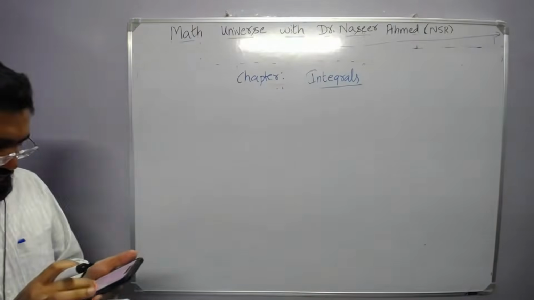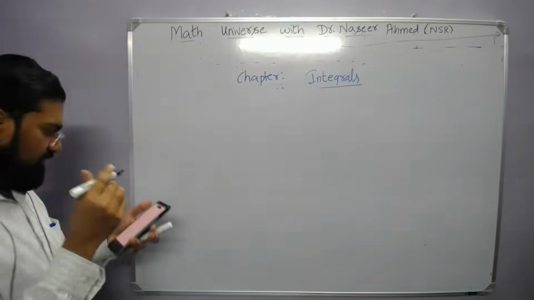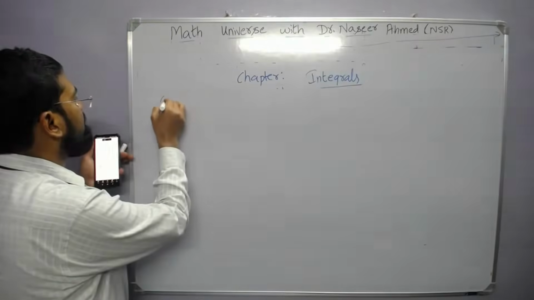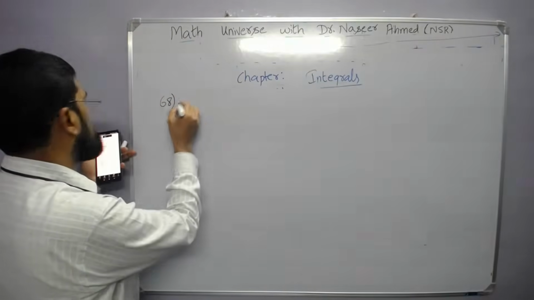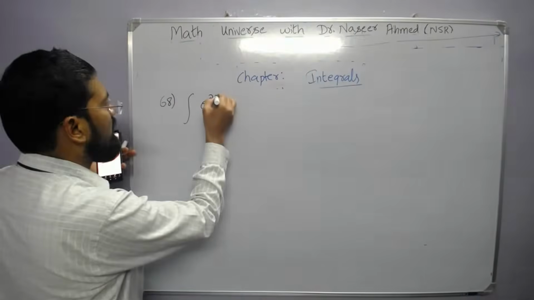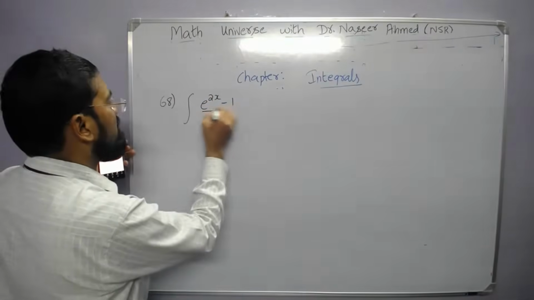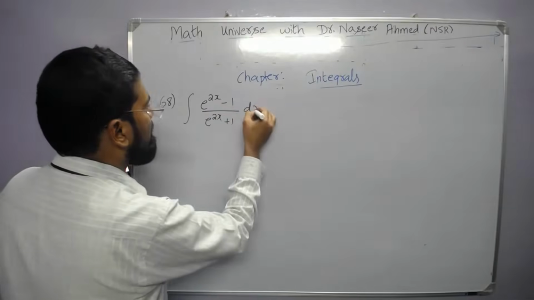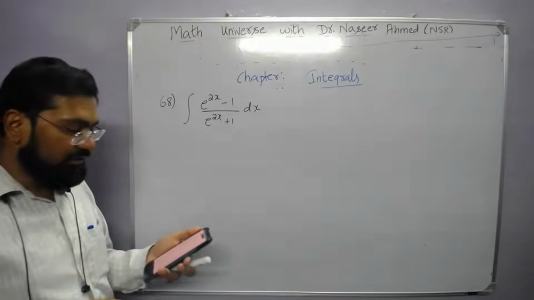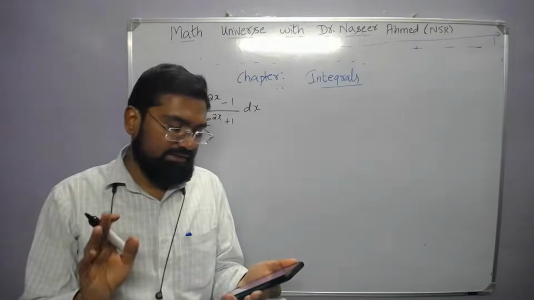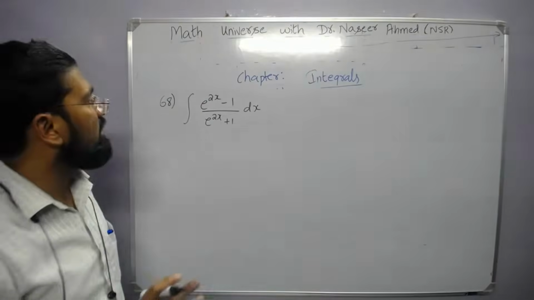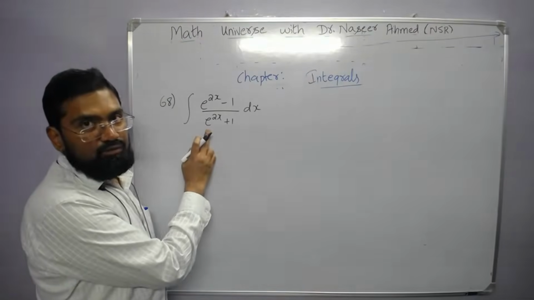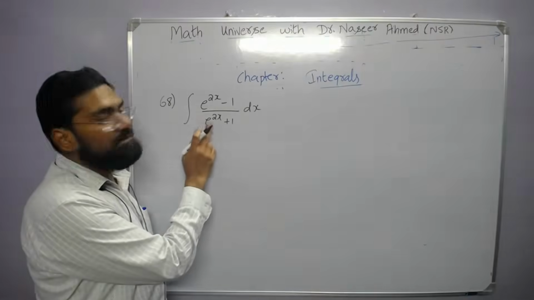Now let us move on to the next question. See carefully. Question number 68. The question says: integration of (e power 2x minus 1) divided by (e power 2x plus 1) dx. We have to integrate. In all the options, we have e power x and log. Now how to integrate?